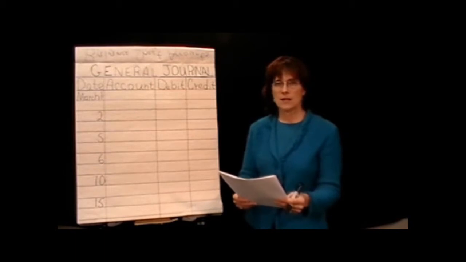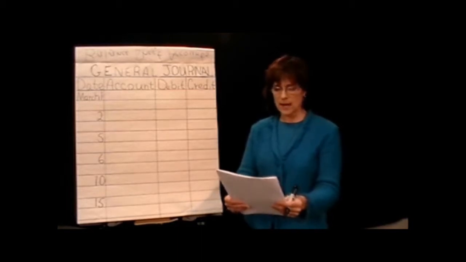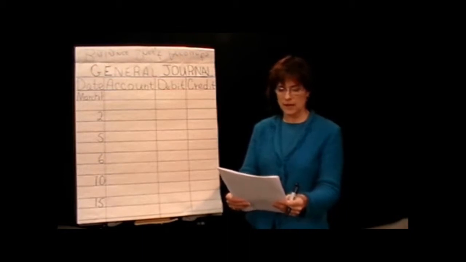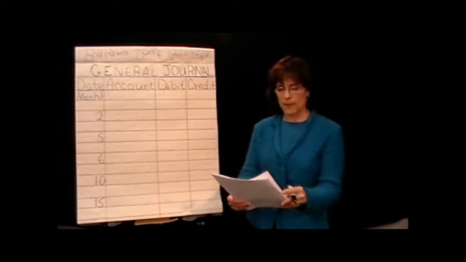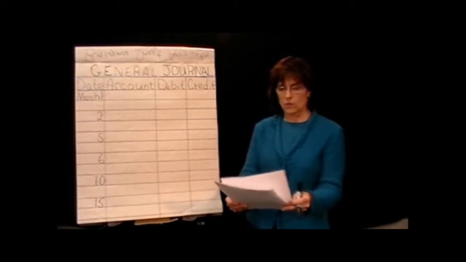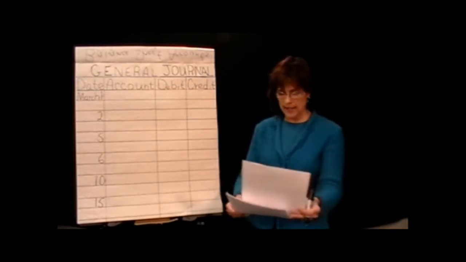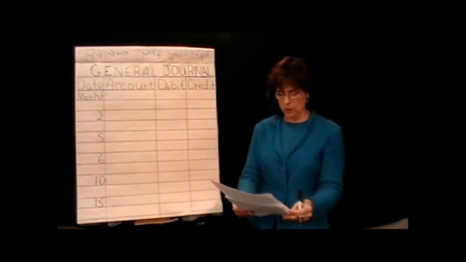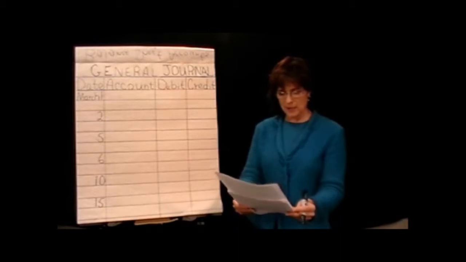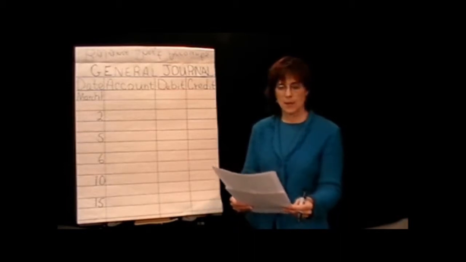So I have to ask myself, what accounts are involved when I'm paying rent? Well, is there some type of account, going back and looking at these accounts, that has the word rent in it? There is, and it is rent expense. And rent expense is what kind of account? It is an expense account. So if we go back and look at our sheet again with the rules of debits and credits, we see that expense accounts, if we increase them, we're going to debit, and if we decrease them, we're going to credit.